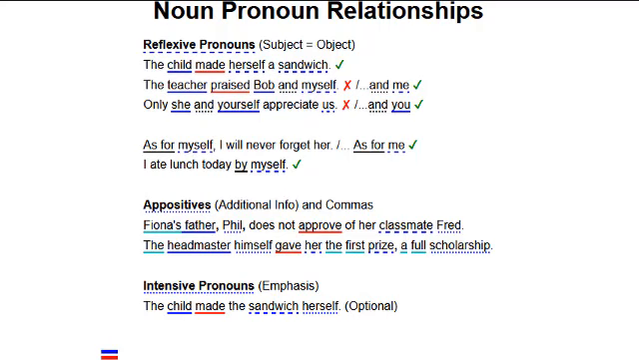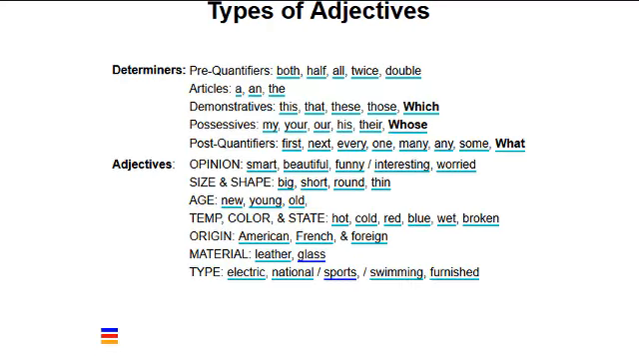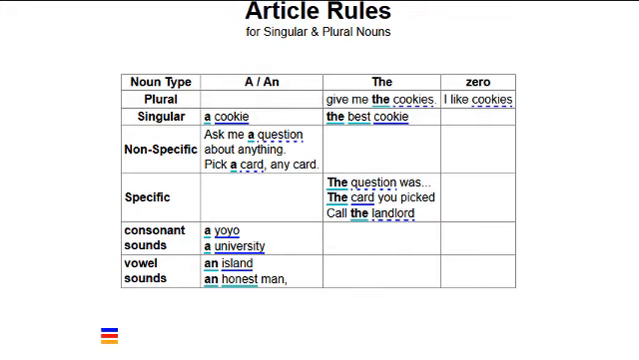There are important differences between adjectives that are classified as determiners and descriptive adjectives. Determiners are classified as a separate part of speech in some grammars. Notice that we can classify both determiners and descriptive adjectives into subclasses. Determiner subclasses are pre-quantifiers, articles, demonstratives, possessives, and post-quantifiers. We will consider the descriptive adjectives later. Mastering the rules for articles is an essential skill for written English.